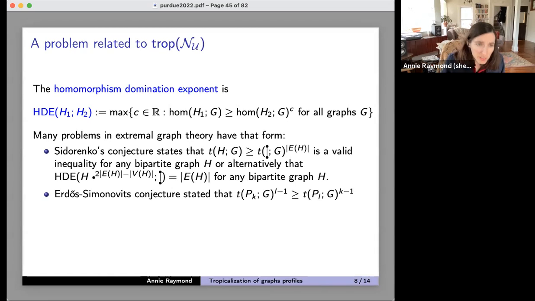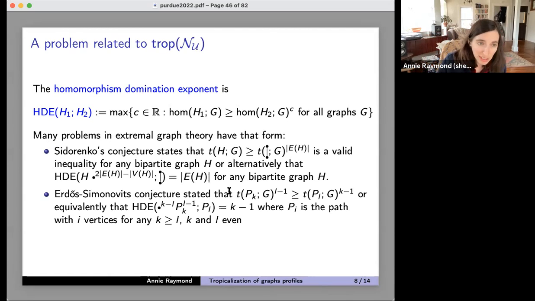There was the Adler-Simonovich conjecture that stood for a long time, which stated that the homomorphism density of a path with k vertices to the power L minus 1 was greater or equal to the density of a path with L vertices to the power k minus 1. Again, this can be rewritten as a homomorphism domination exponent problem, and so it's kind of underlying in the picture there. The term was coined by Kopparty and Rossman, but yes, a lot of problems were really problems of this form.